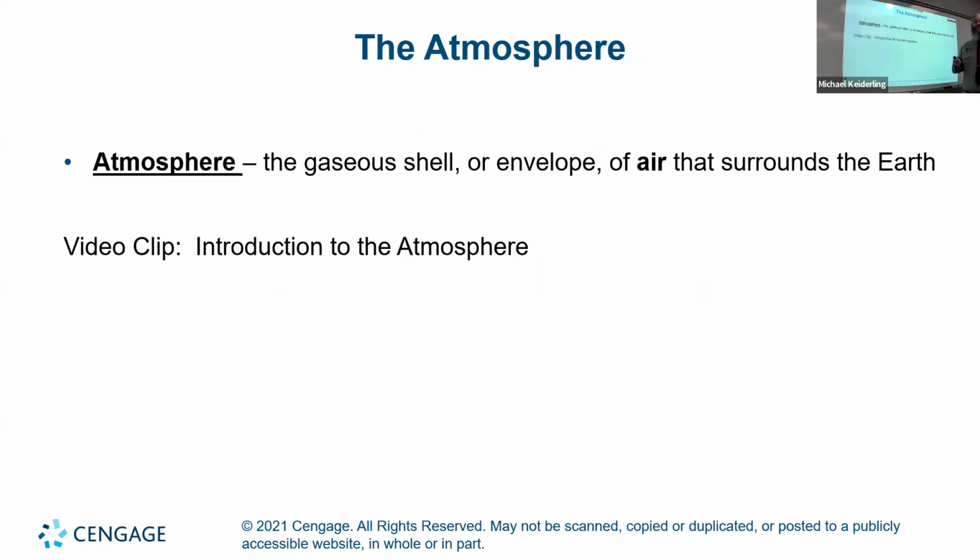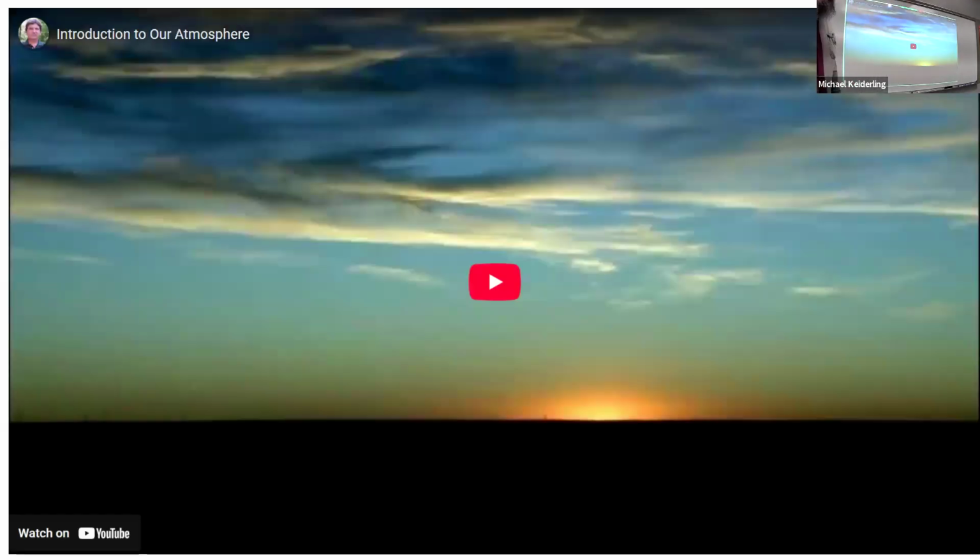So the atmosphere is the gaseous shell or envelope of air that surrounds the Earth. It's quite small compared to the size of the Earth. It's relatively thin. It does go up to a good height, 100 kilometers or so, more than that actually. It sort of fades out as you get to space. But 100 kilometers is the official line for space. So here's a video about sort of an introduction to the atmosphere and various phenomena in it. Most of the phenomena we see are quite low in the atmosphere.